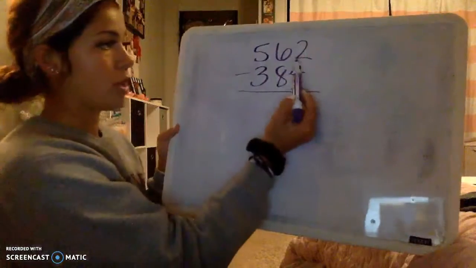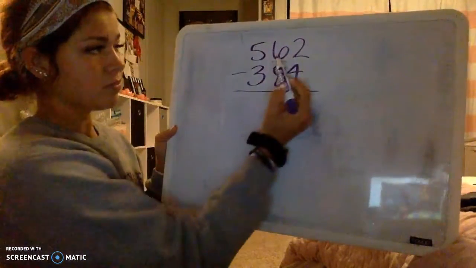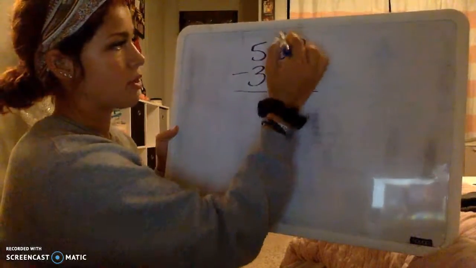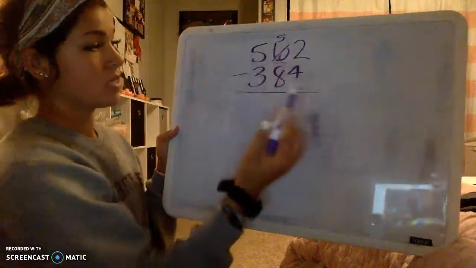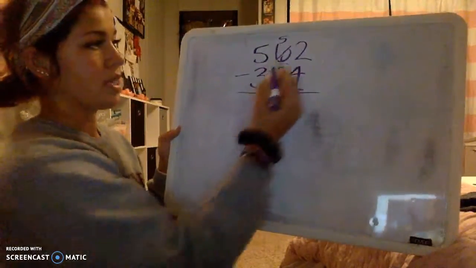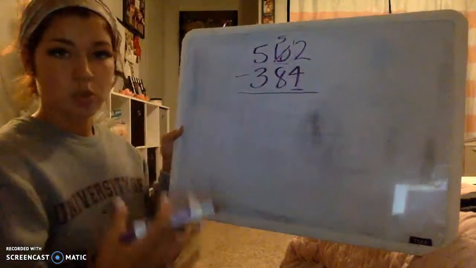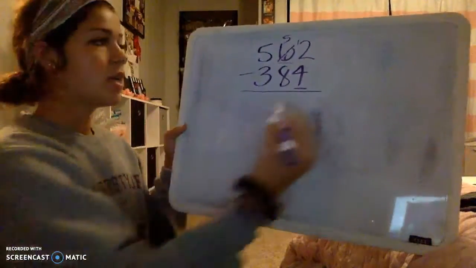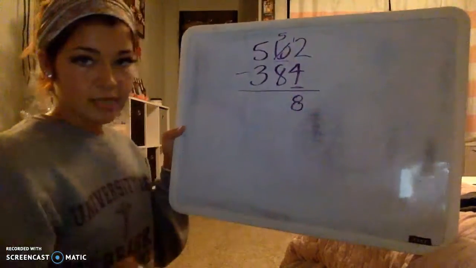So when we borrow, we're going to go to the next placeholder, which is the tens place. We're going to cross this out and put a 5, and we're borrowing 10 since it's in the tens placeholder. We're borrowing 10 from there and moving the 1 of the 10 over here, making it 12. 10 plus 2, 12. So then we're taking 12 take away 4, which gives us 8.